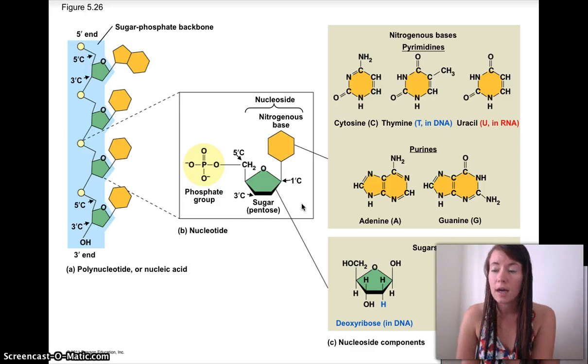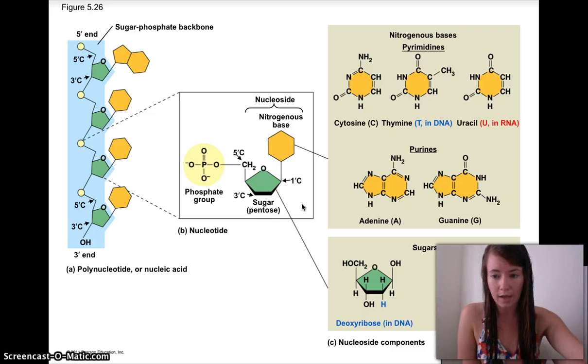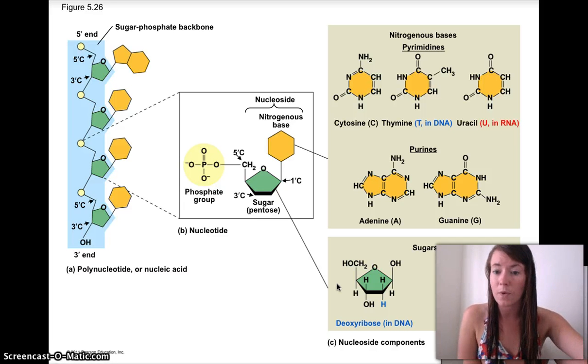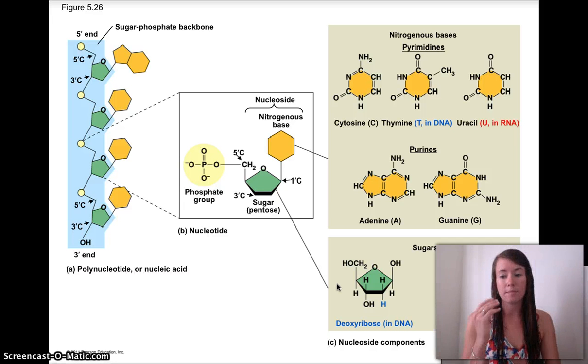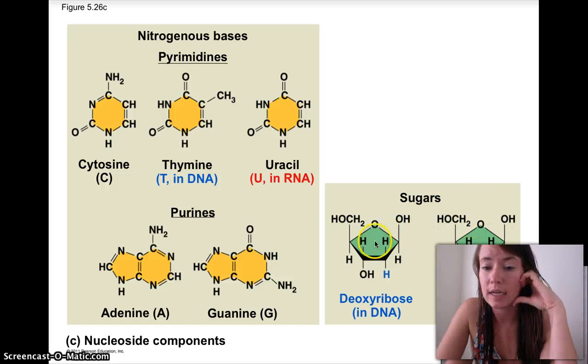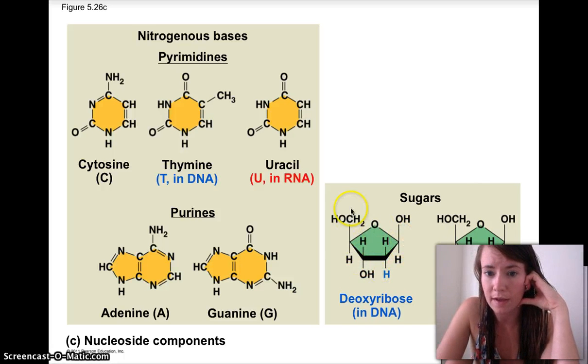So this sugar is one of the differences between DNA and RNA. In DNA, the sugar is deoxyribose, which we have right here. You can see it. The sugar for ribonucleic acid is ribose. I understand my face is covering that right now. It's covering it still here. But here is ribose.